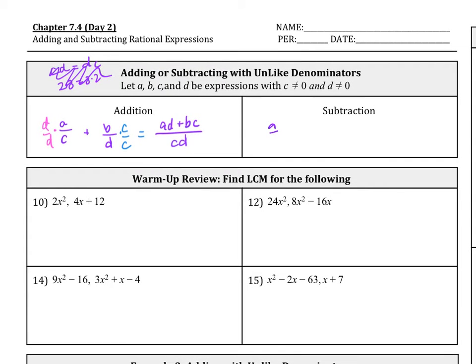Subtraction is the same, so we have a over c minus b over d. Let's multiply one side by d over d and the other by c over c, and we're still subtracting. We end up with a times d minus b times c, all over the common denominator of c times d. We have to remember that. That's where we're headed, adding or subtracting with unlike denominators.